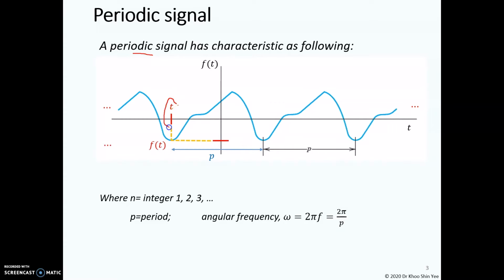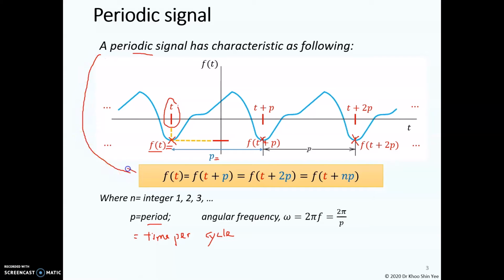Let's say at a particular time t, you measure the function f(t) to be this value. You see the signal repeat itself after one period. So P is the period. It is also called the time per cycle. When you measure the function at t plus P here, you find that this function has the same value as f(t). For the next period, you have the time t plus 2P. So when you measure the function here, f(t plus 2P) is the same as f(t) as well.